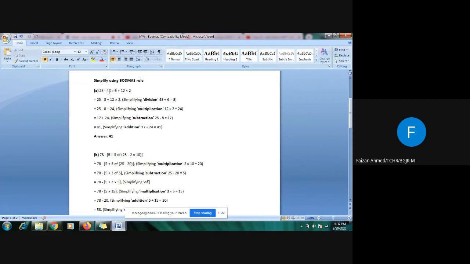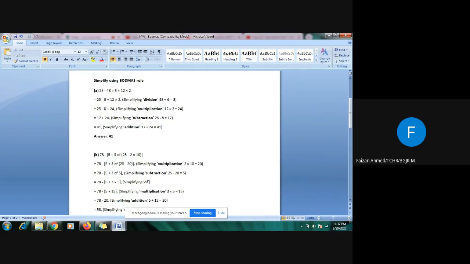and everything will be as it is. 25 minus 8 plus 12 multiplied by 2. Now we have three operations: subtraction, addition, and multiplication. So according to the rule, we will first go with the multiplication. 12 multiplied by 2 is 24, and everything will be as it is.